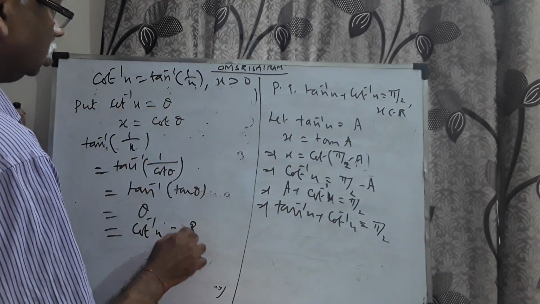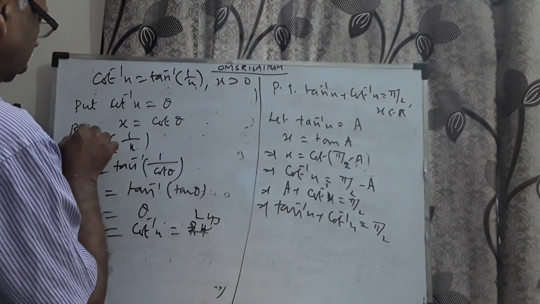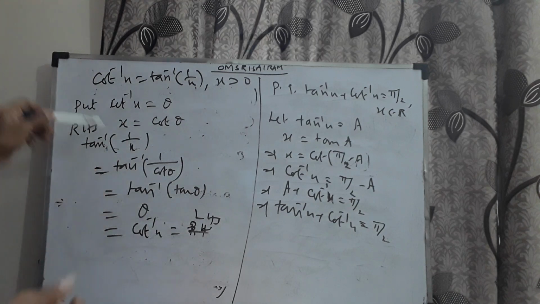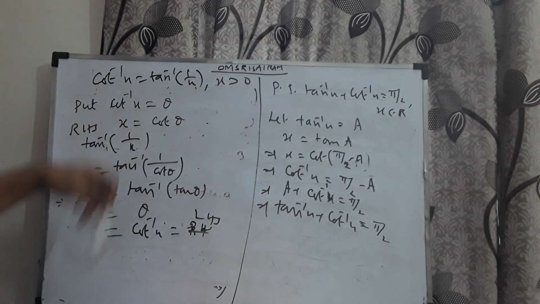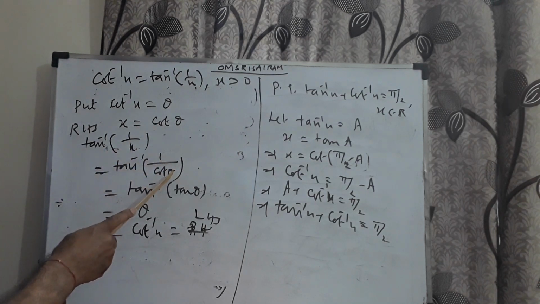This is my LHS. This is my RHS. Let me repeat. Cot inverse x equal to theta. X is cot theta. Let me start with RHS: tan inverse 1 by x, tan inverse 1 by cot theta.